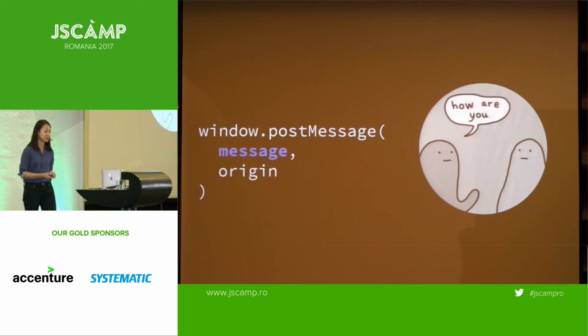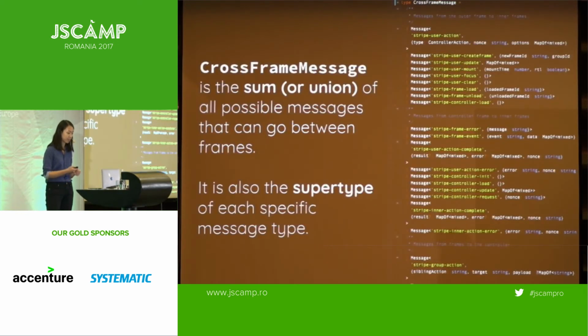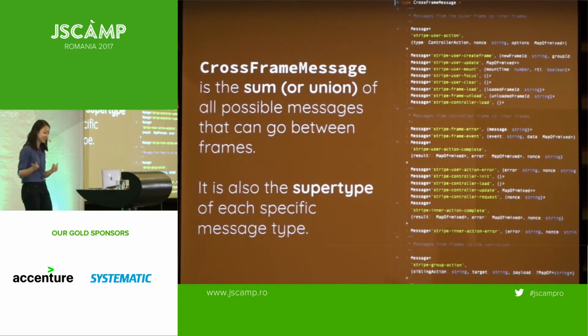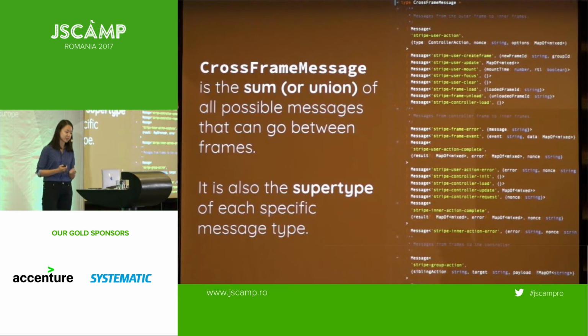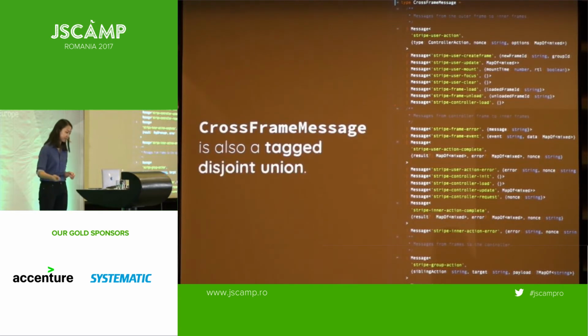We use the post message API to communicate between these iframes. Notice that when post messaging on one side, Flow knows the exact type of the message that we're sending. We've defined it in Stripe.js as something called cross-frame message, and in our code on the right side, this is actually how we've defined cross-frame message. It is a union of all the types of all possible messages that can go between frames, and we send a ton of messages. Because it is a union of all these types, that also means that it's a supertype of each specific message type.